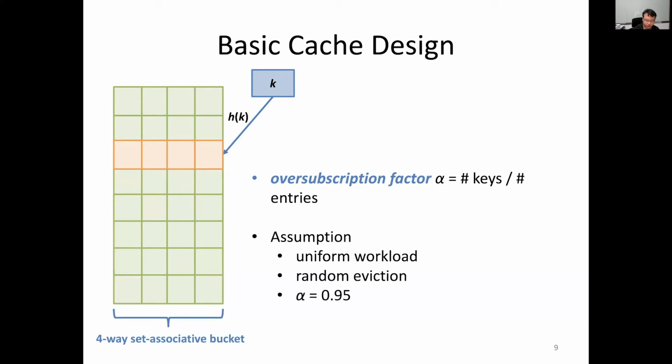So for alpha equal to 0.95, which means the working set is just slightly smaller than the total entries in the cache, this simple four-way set-associative cache gives us a cache hit rate of around 81%. This is not good at all, because that means if we use this cache design, then almost 20% of the packets will miss in the microflow cache, even though we have enough space to cache all of them. So we need to find something better.